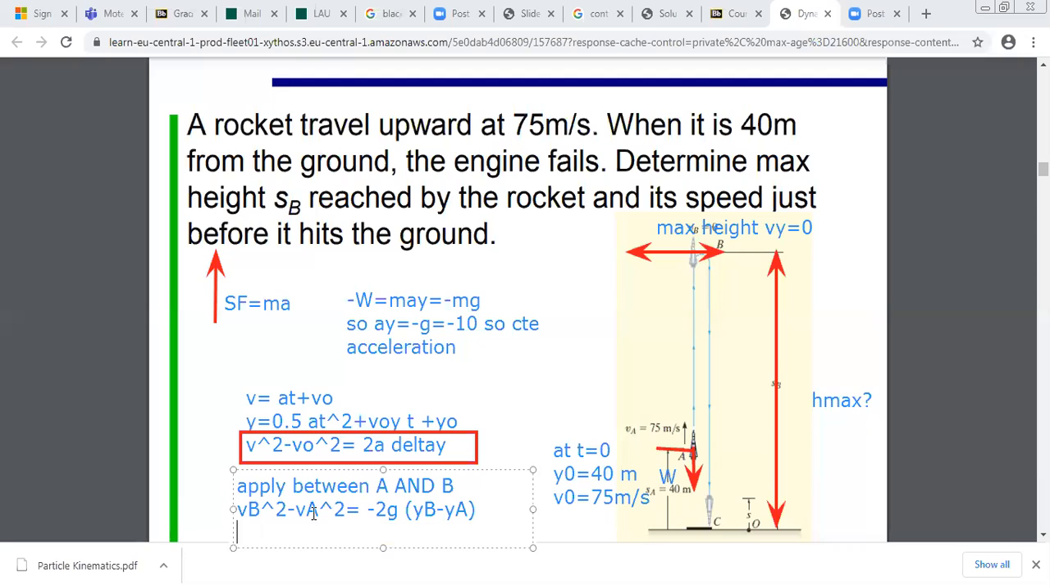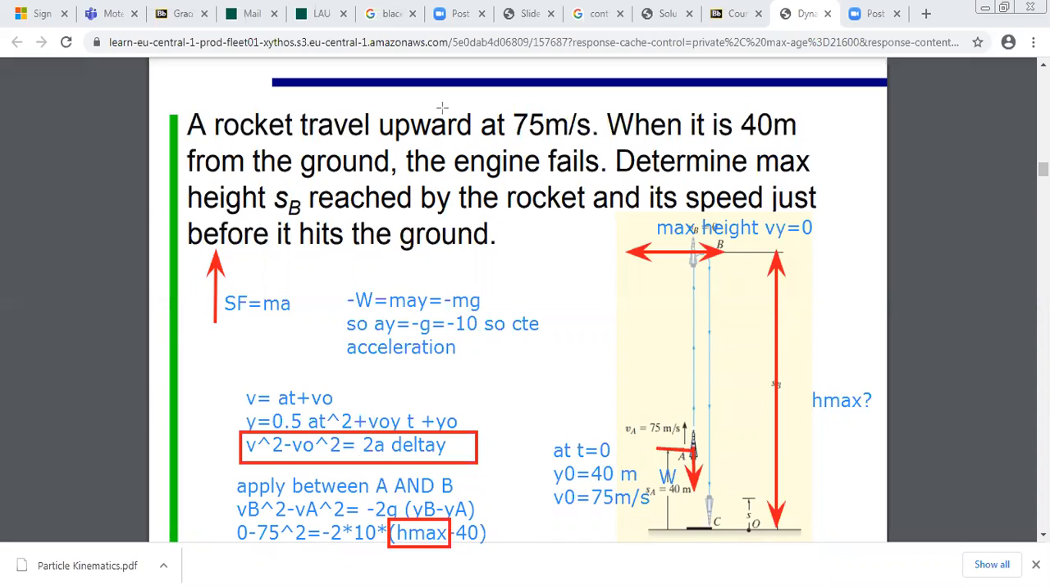Now if I replace, velocity at B is 0, so 0 minus velocity at A is 75 squared equals minus 2 times 10 times (YB minus YA, which is H max, which I want to find) minus 40. So the only unknown in this equation is H max. When I solve, I can get directly H max. If you didn't pay attention to use this formula, it will be a little bit more complex to solve, but you can do it.